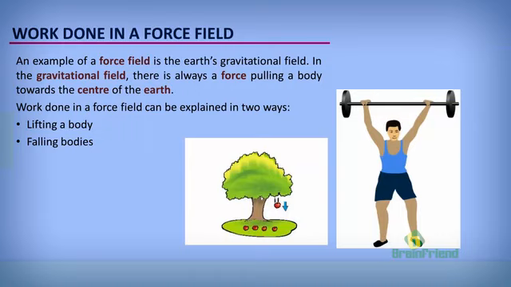Now, work done in a force field. An example of a force field is the Earth's gravitational field. In the gravitational field, there is always a force pulling a body towards the center of the Earth. We must have known about fields. There's what we call gravitational field that tends to drag bodies towards the center of the Earth. That is why when I throw this pen up, it is bound to come down because of the work done on it by gravity. Now, work done in a force field can be explained in two ways. We have lifting a body and falling bodies.